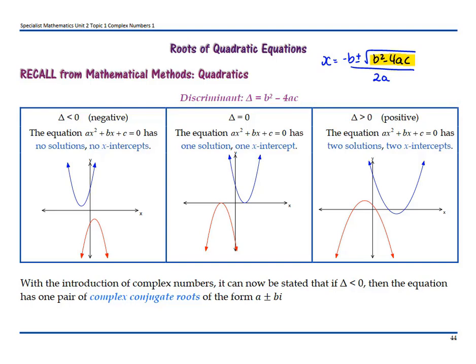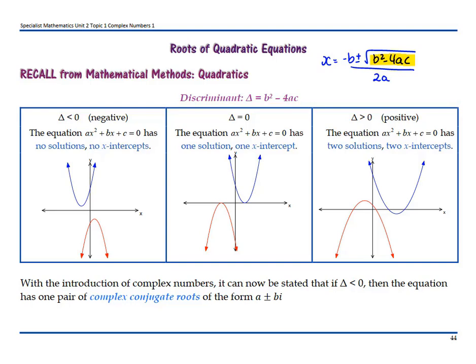Now, you'd recall that when delta was negative, we said we had no solutions. Our parabola is above or below the x-axis. If delta was 0, we had one solution or x-intercept because our parabola sat on the x-axis, and when delta was greater than 0, or positive, we ended up with two solutions.